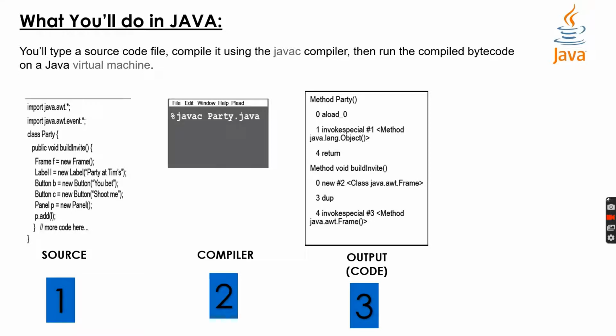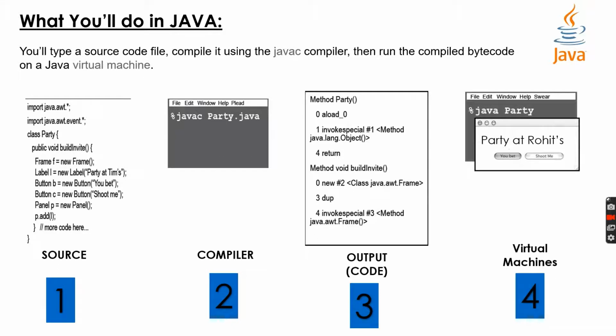Third is the compiled code. This is the Party.class file. Run the program by starting the Java virtual machine with the Party.class file. The JVM translates the bytecode into something the underlying platform understands and runs your program. This is not meant to be a tutorial. You will be writing the real code in a moment, but for now, we just want to get a feel for how it all fits together.